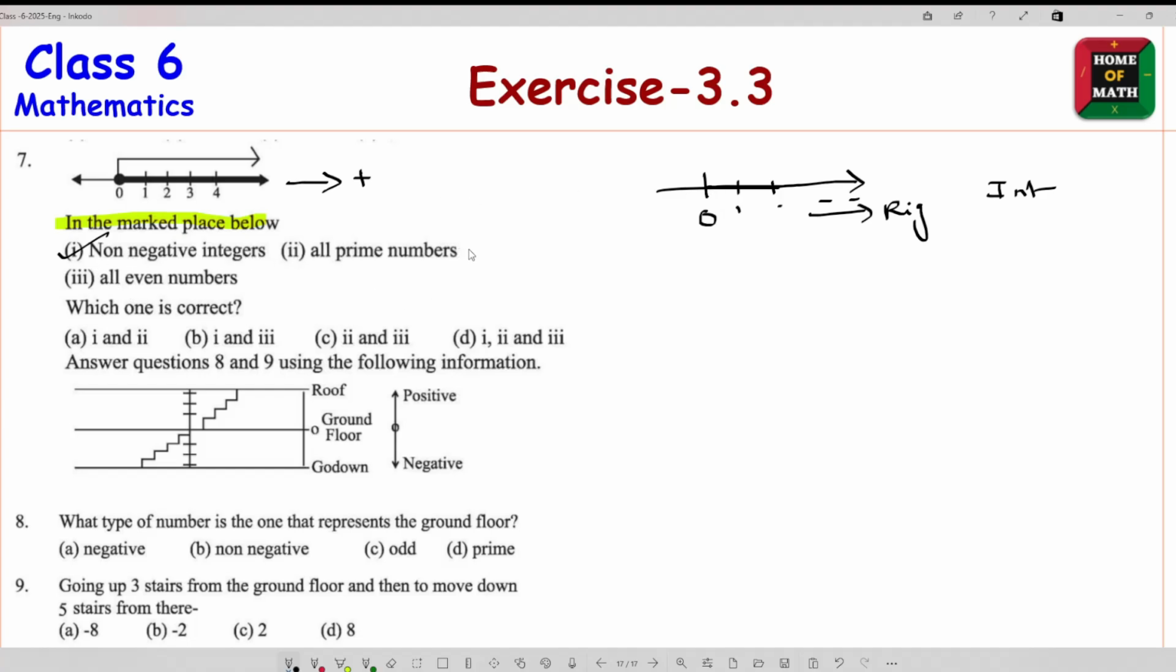All prime numbers, yes. Once you mark like this, you will get 2, 3, 5, all the numbers are prime. Therefore, you can tick mark this one. And also even numbers. From 0 to plus infinity, even, odd, prime, everything belongs. Therefore, all even numbers are also right. So the answer is all okay. Therefore, option D.